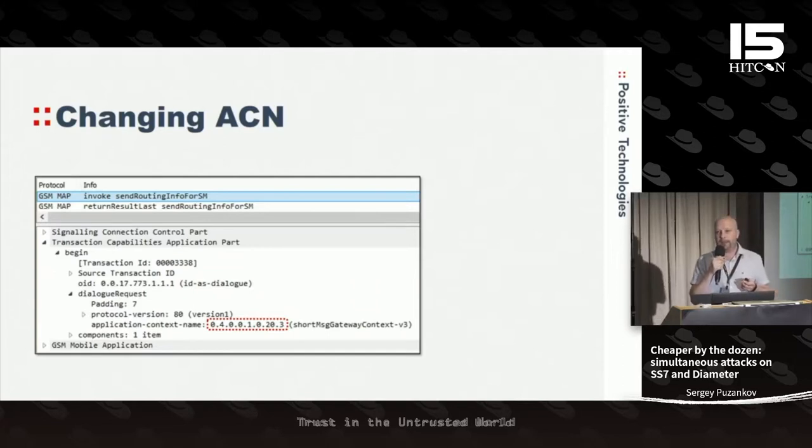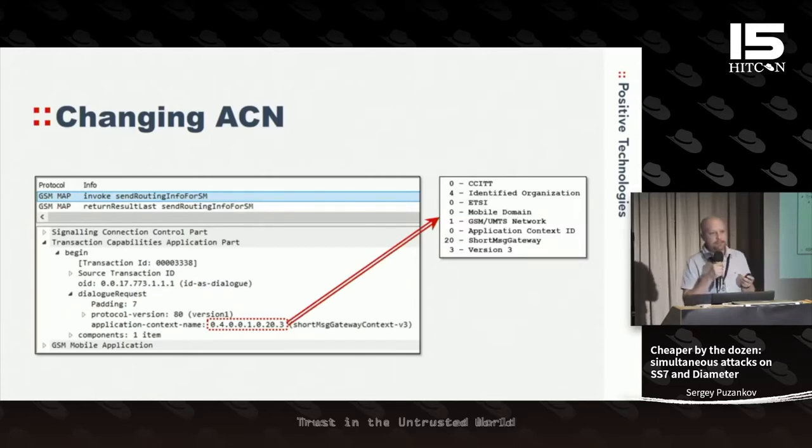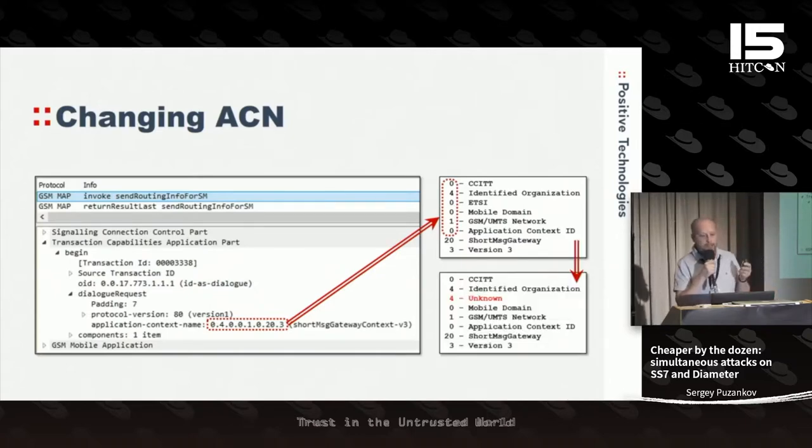If we look at the application context in more detail, we will see this is a group of eight numbers. The first six numbers are always constant for all the MAP operations. Only the two final numbers might be different. And let's see what happens if the intruder just changes one of the constant values to some unsupported value.